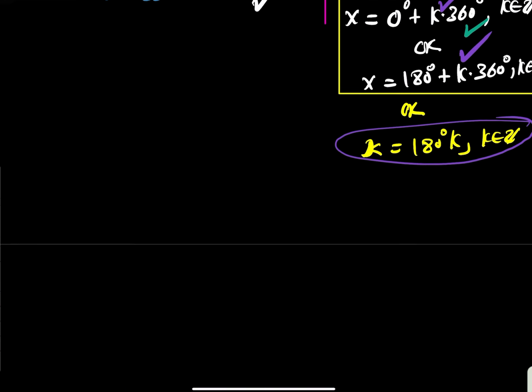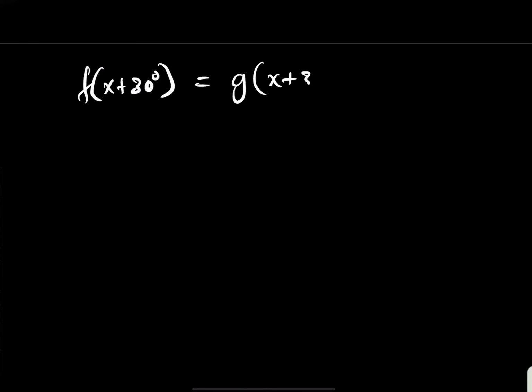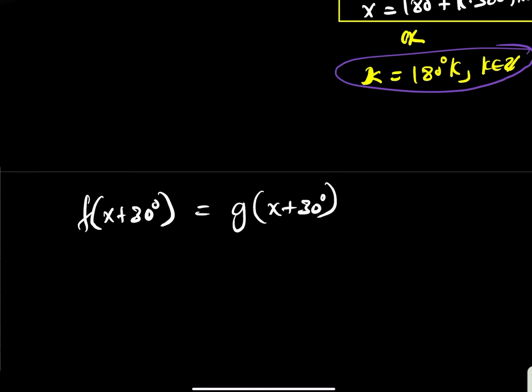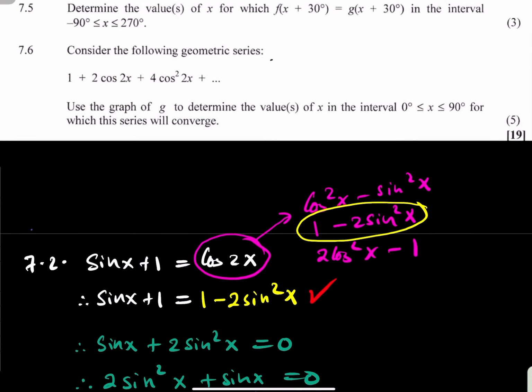Okay. So let me write it here. f of x plus 30 degrees is going to equal x plus 30 degrees. So we are basically shifting these two graphs to the left by 30 degrees. So it's basically your horizontal translation to the left. You know, left or right, it's horizontal translation. Vertically, it means upwards or downwards. So this one, it's on the x-axis, not on the y-axis there.